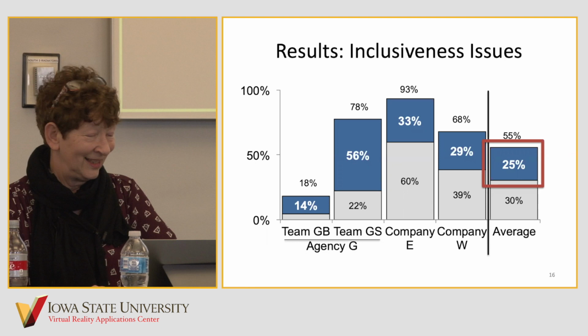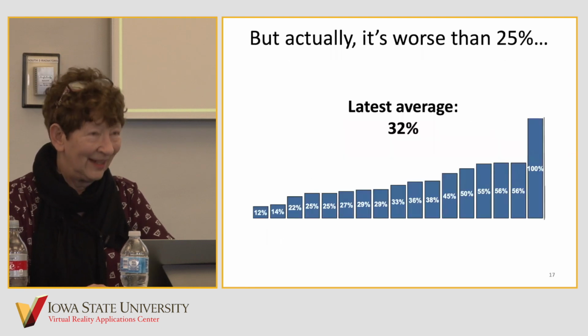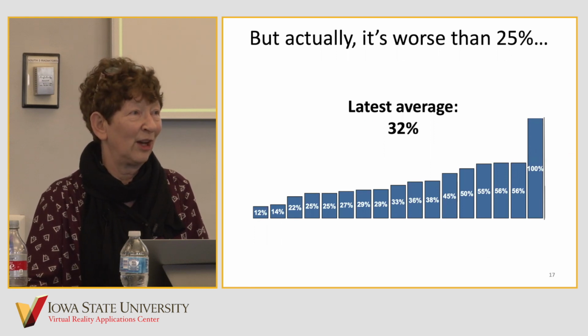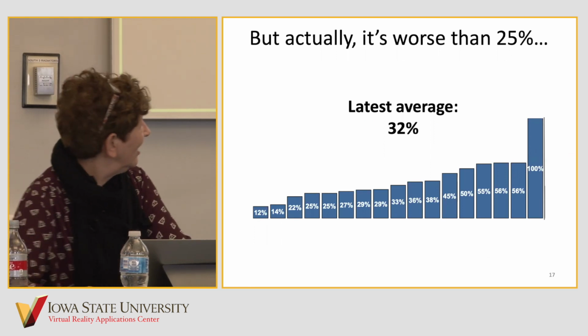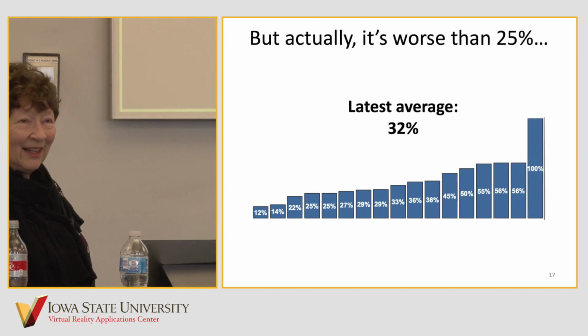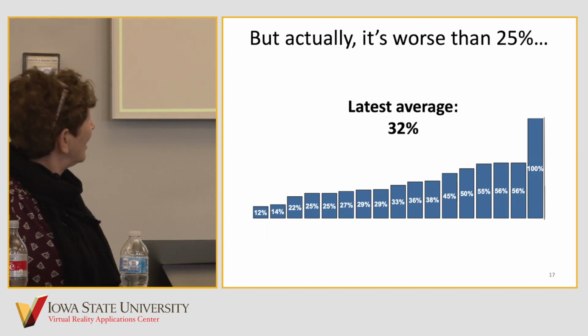But it's worse. Then I collected some more data. This is 17 real-world teams, also evaluating their own software. I'm just there taking notes. The smallest number there, what's that say? 12%. Okay, still more than 1 out of 10.